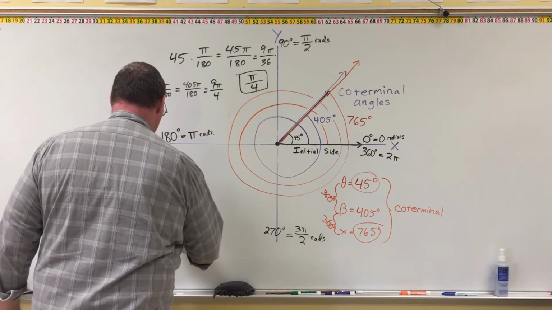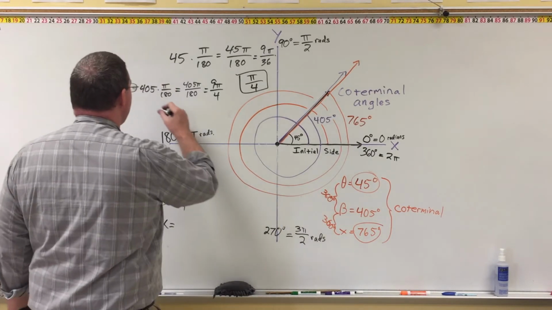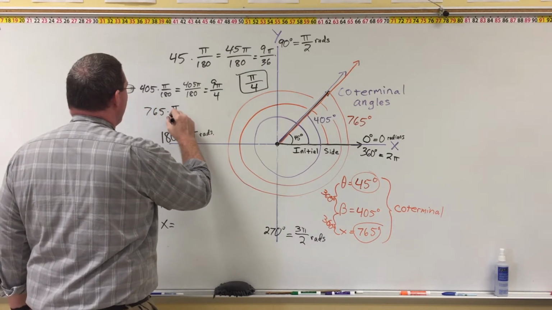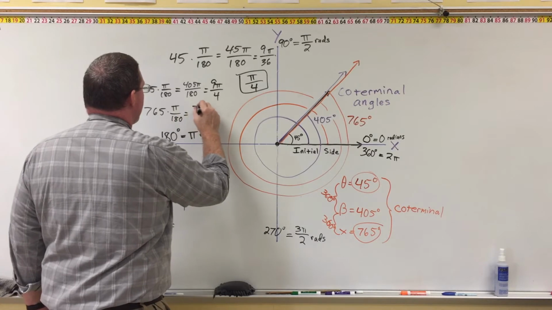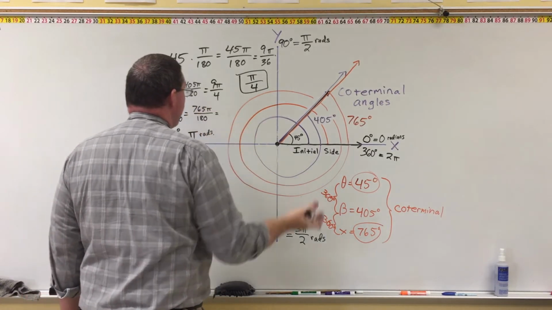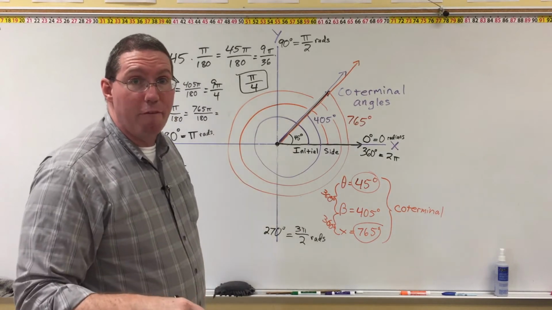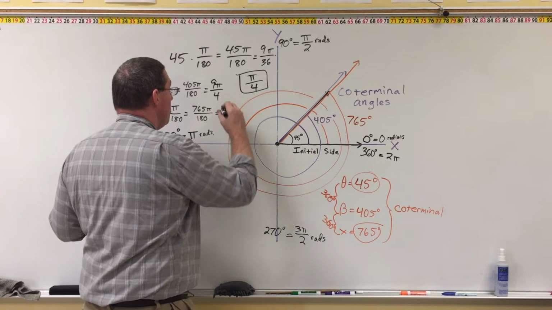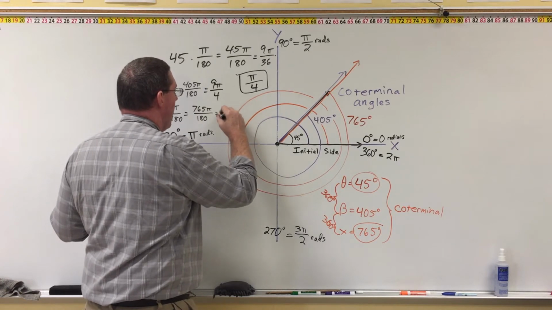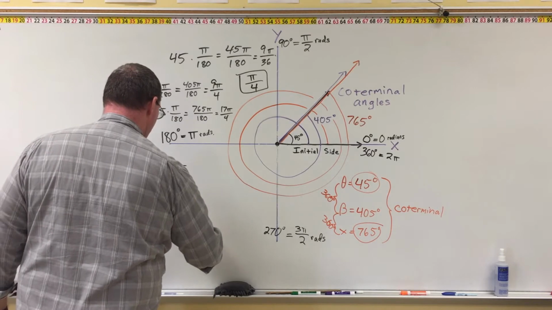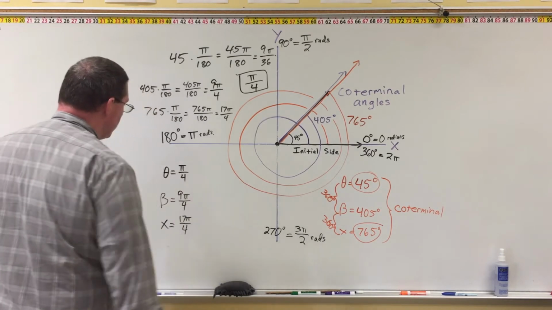And then angle x there, which is 765 degrees, if you were to multiply that by pi over 180, you would get 765 pi over 180. Again, 765, that's divisible by 45. 180, also divisible by 45. And what you would wind up with is 17 pi over 4. 17 pi over 4. And now the question is this.